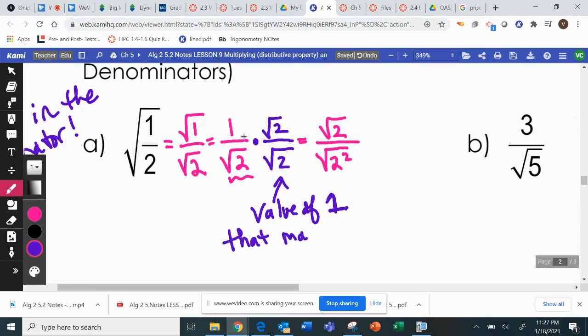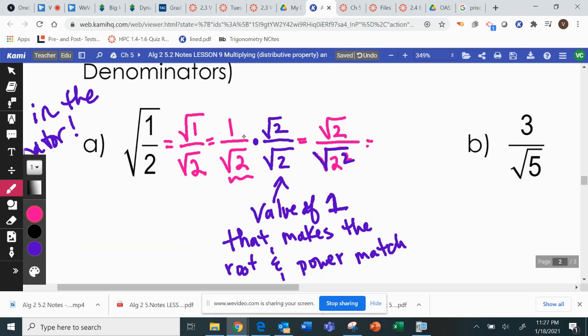That makes the root and power match. Makes the root and the power match in that answer.